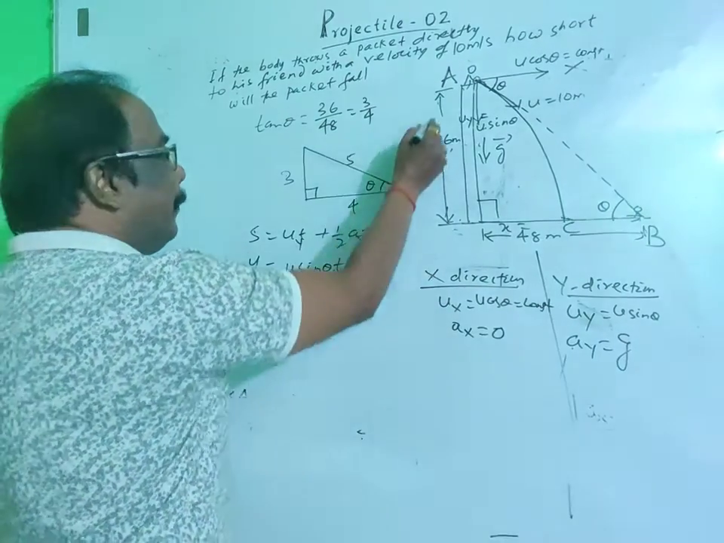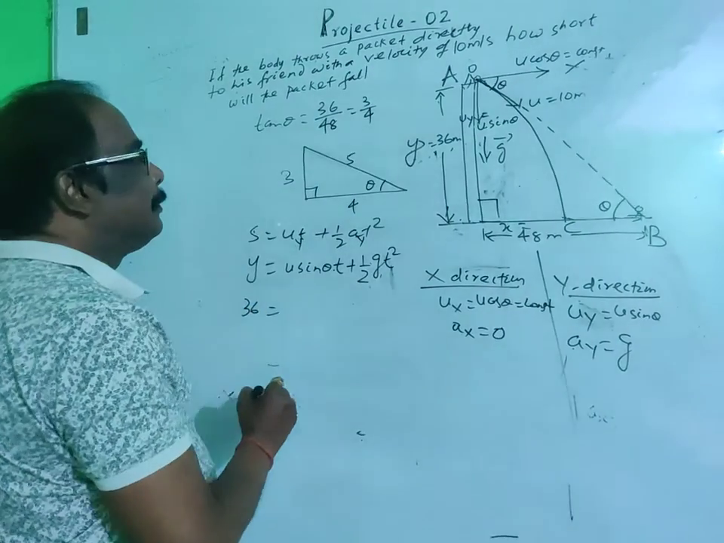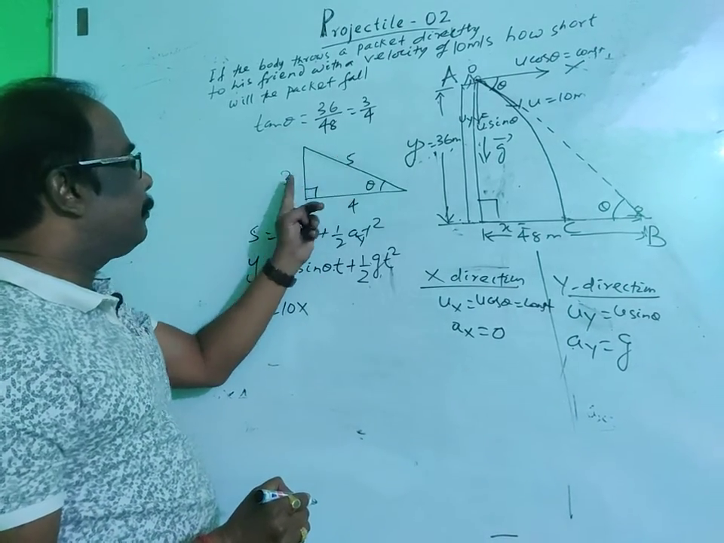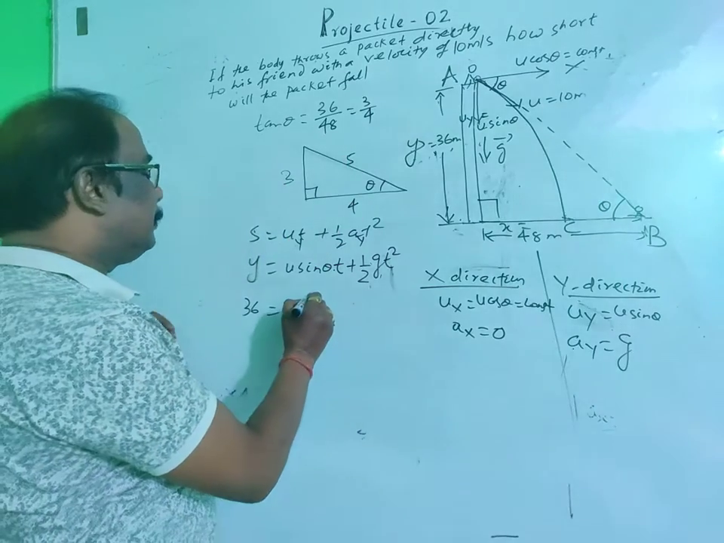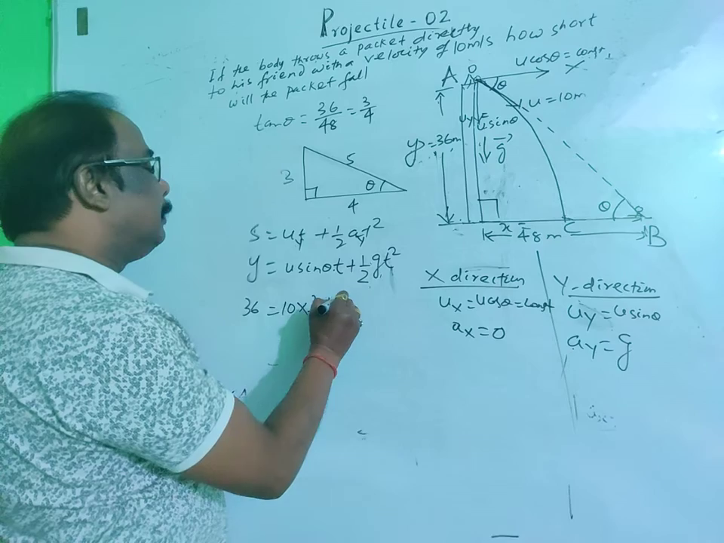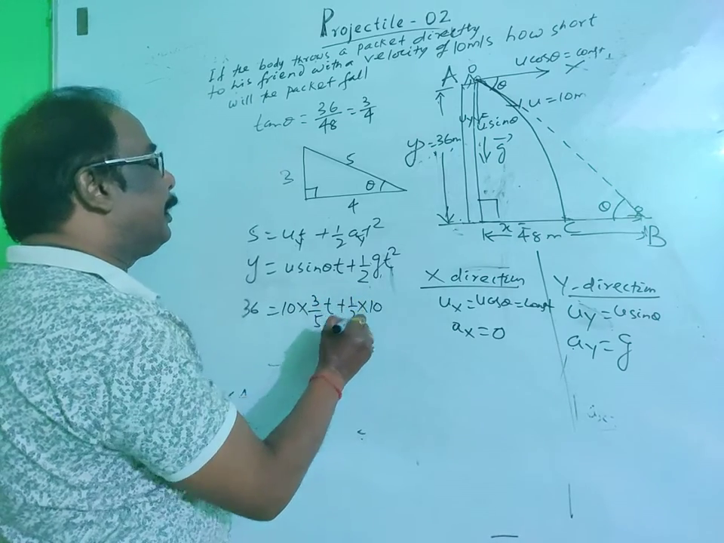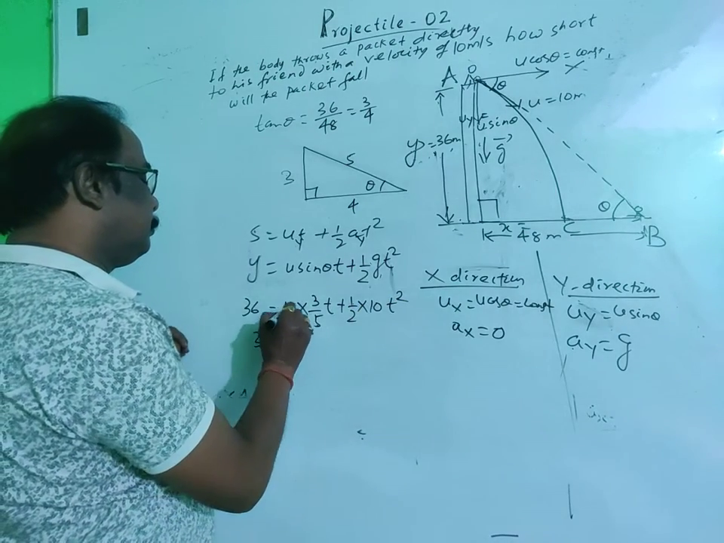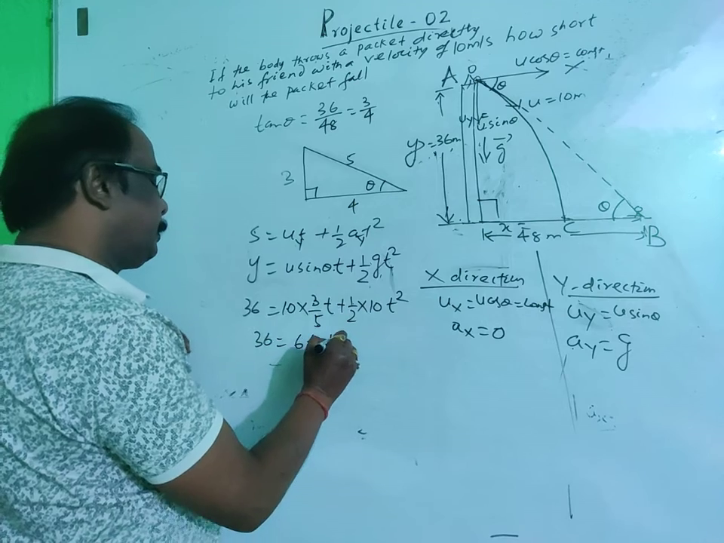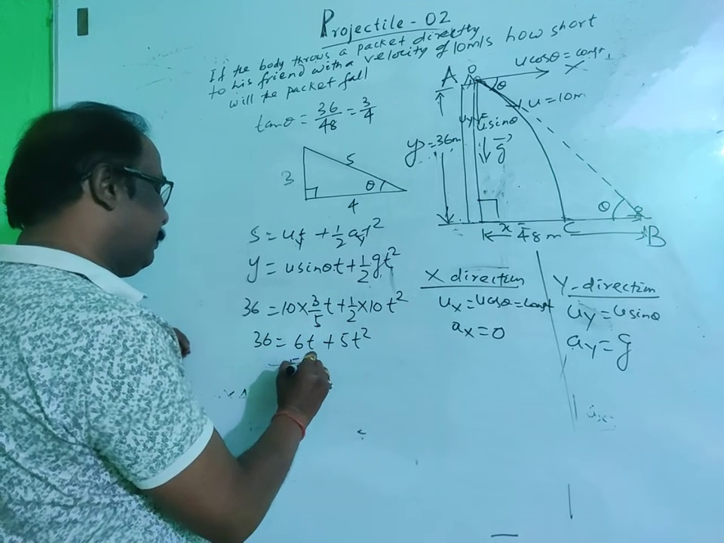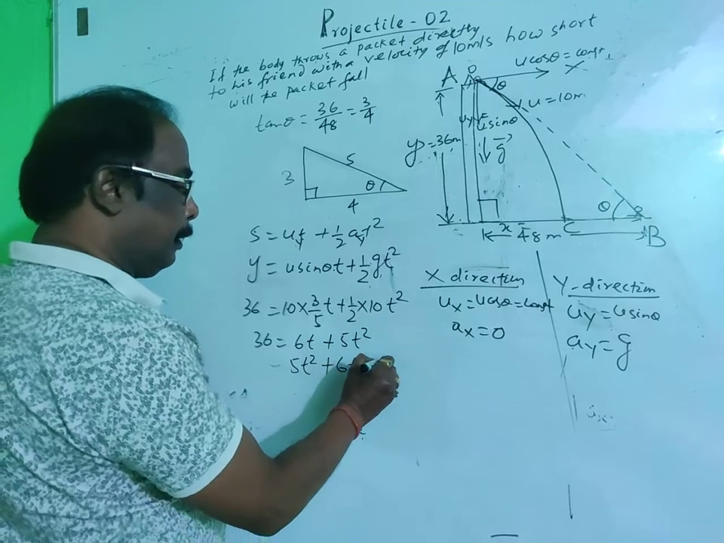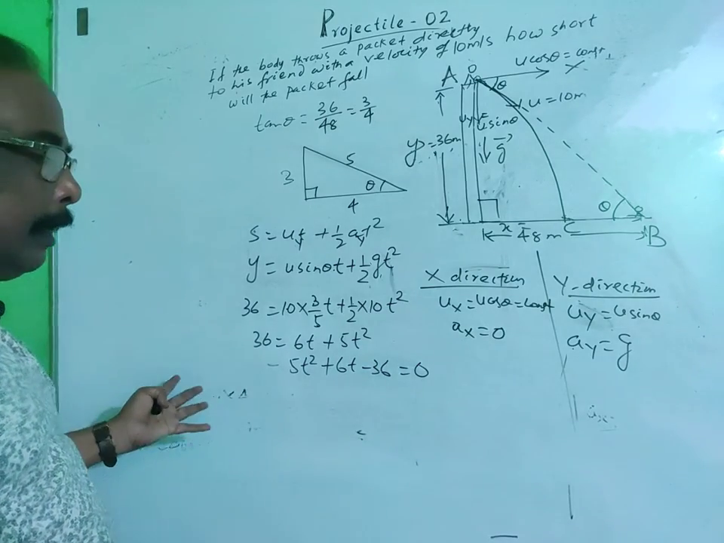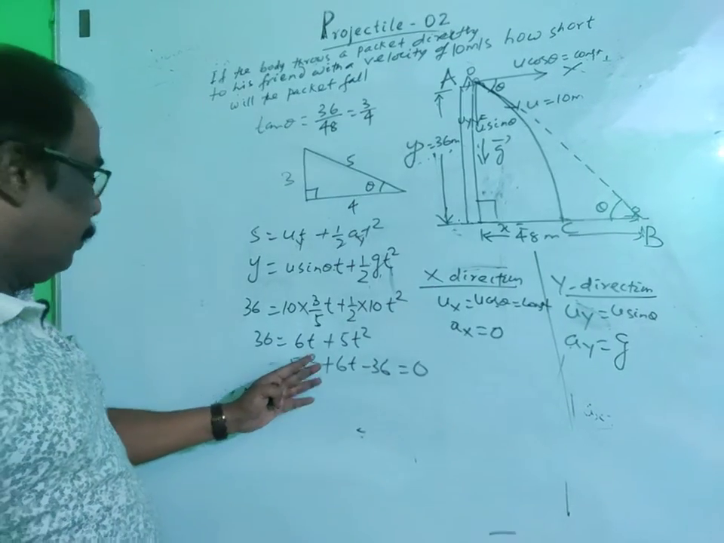Then y is 36. u is 10, sin theta is 3 by 5, into t, plus half, taking g as 10, t square. Then 36 is equal to 6t plus 5t square. So 5t square plus 6t minus 36 is equal to 0. So this is your equation. You can solve it now.